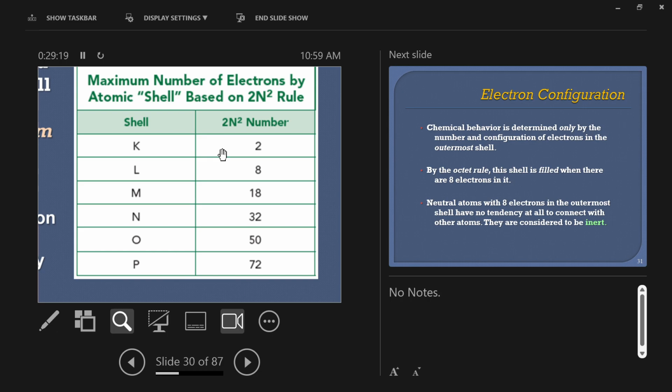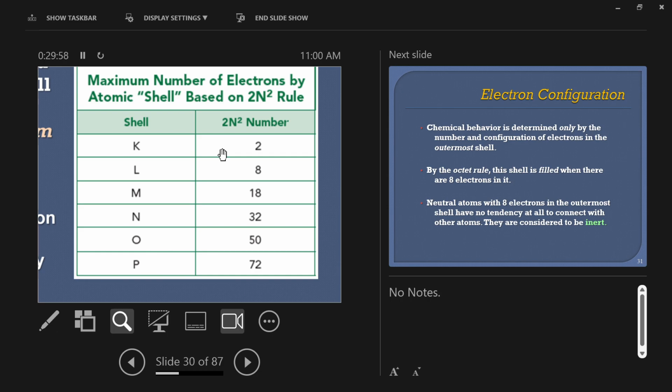Now, if the P shell were the outermost shell of an atom, it wouldn't be able to hold 72. It would be able to hold 8. If the O shell was the outermost shell of any given atom, then it can't hold 50. 8 is its maximum. Remember, the outer shell, the valence shell, no matter what the 2n squared rule says, will always and only ever hold 8. If it has 8, the atom's full and it's a noble gas. If it has any less than 8, it's going to try to get as many electrons as it needs by making chemical bonds to get to 8.